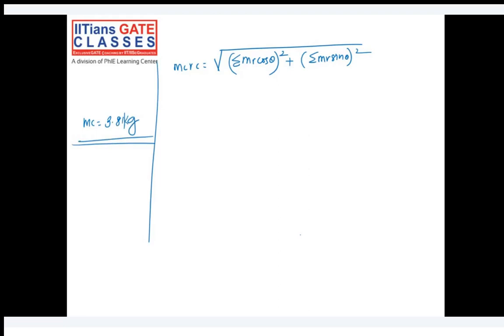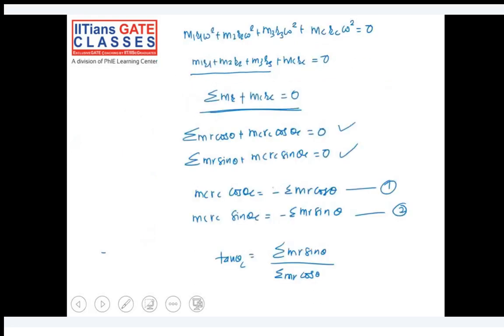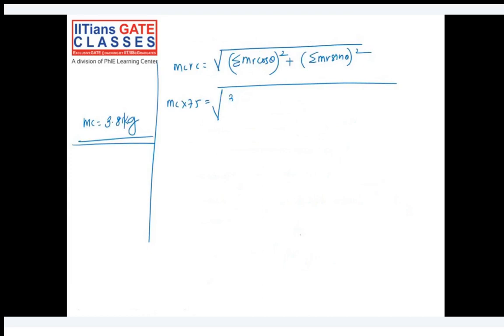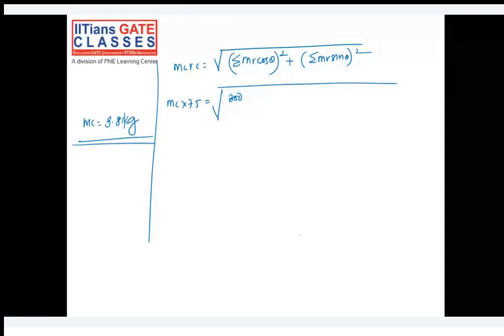Is it correct? mc into 75 is equal to under root of, let's say, summation mr cos theta. So what is m1? 300. Why 300? Because the first mass is 4 kg and it is at 75 mm. So 4 into 75 is 300. Yes. So 300 cos of 45.